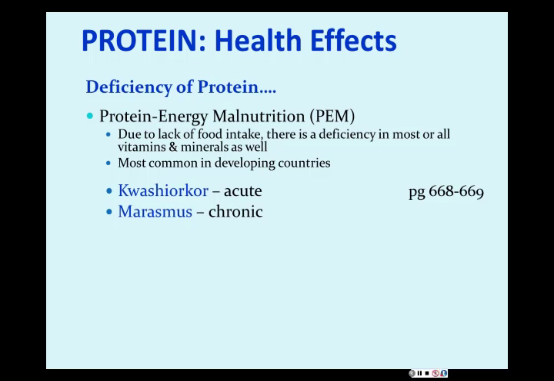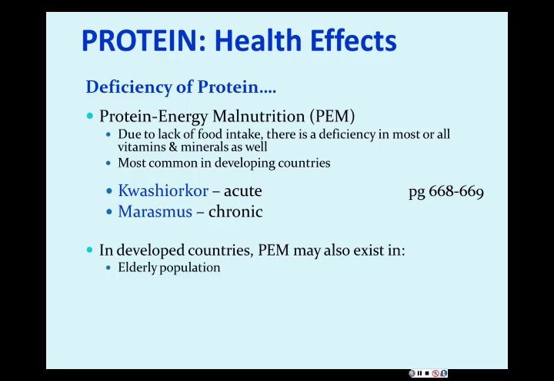There are 2 forms of PEM which really are different in their clinical features. We see that kwashiorkor is the acute short-term deprivation of protein and calories, where the other form of PEM, marasmus, is more chronic, long-term deprivation of these things. Even though PEM is most prevalent in Africa, Central America, South America, Southeast Asia, we also do find populations here in the U.S. where PEM, protein energy malnutrition, does exist.